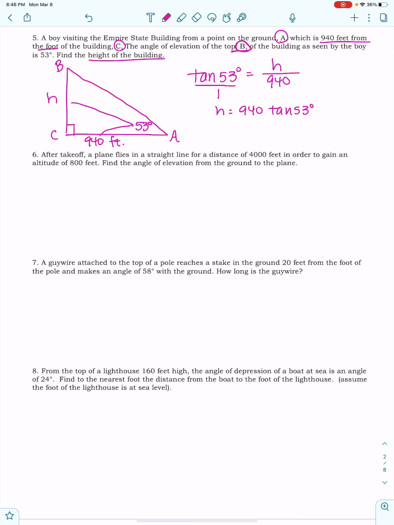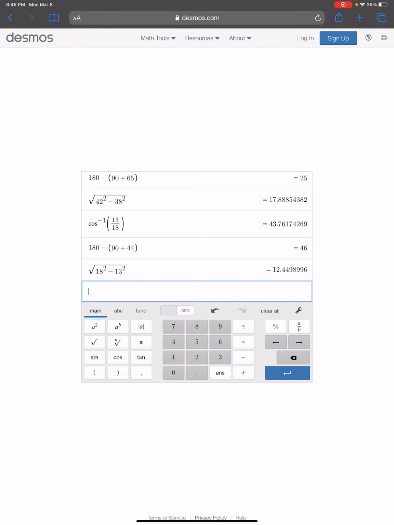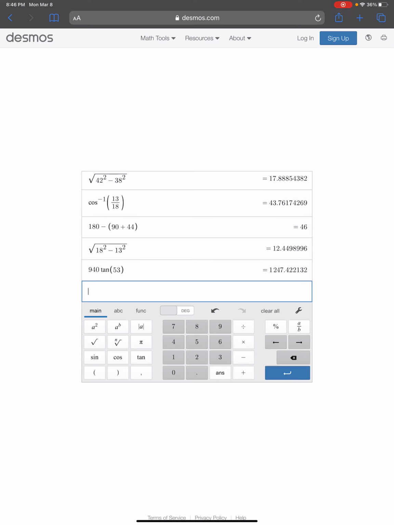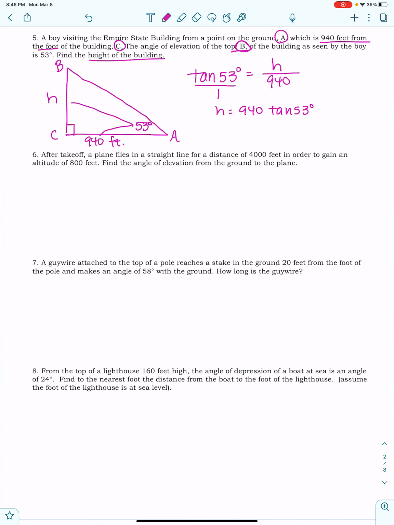and I am going to use my Desmos calculator here to solve this. So I've got 940 times the tangent of 53 degrees, and that gives me 1,247.4 feet. So I am going to go back to this. So the height of the building is approximately 1,247.4 feet. That's what that would look like.